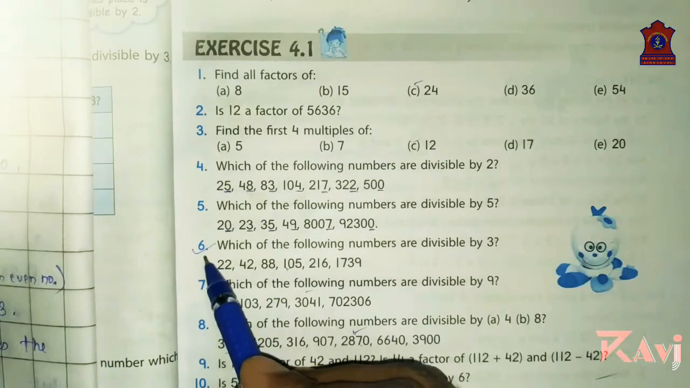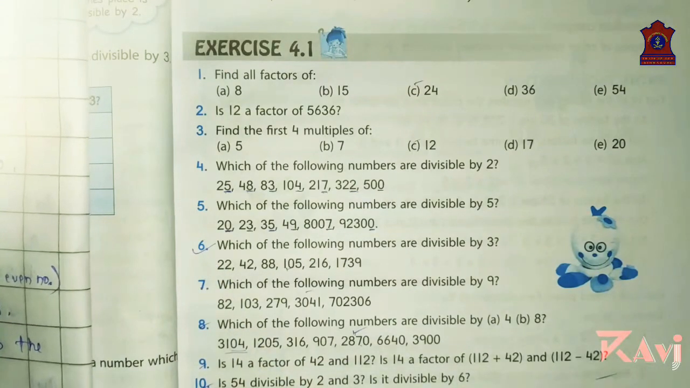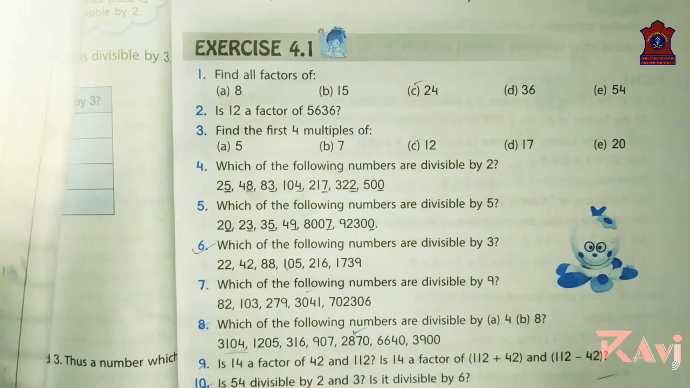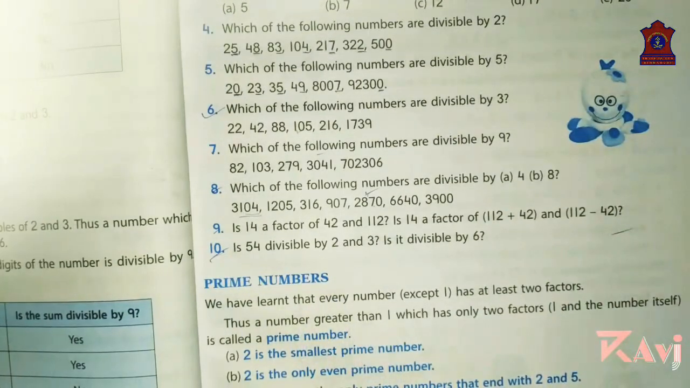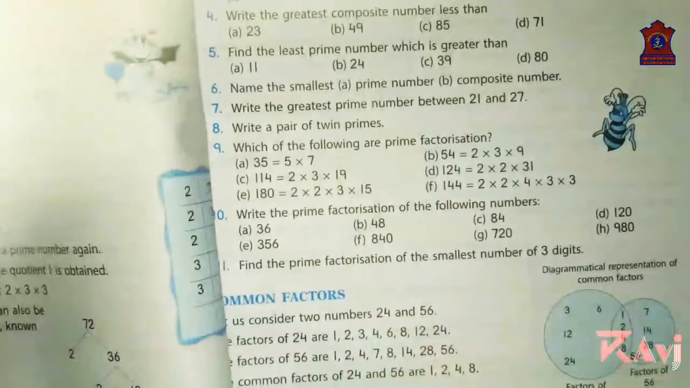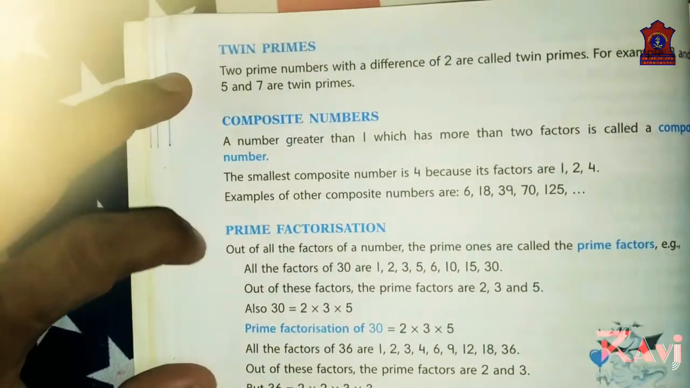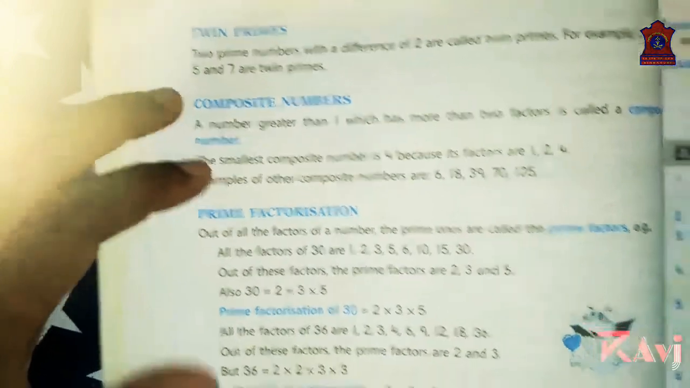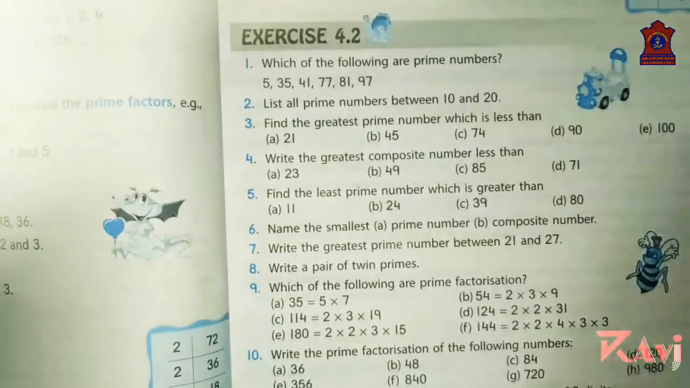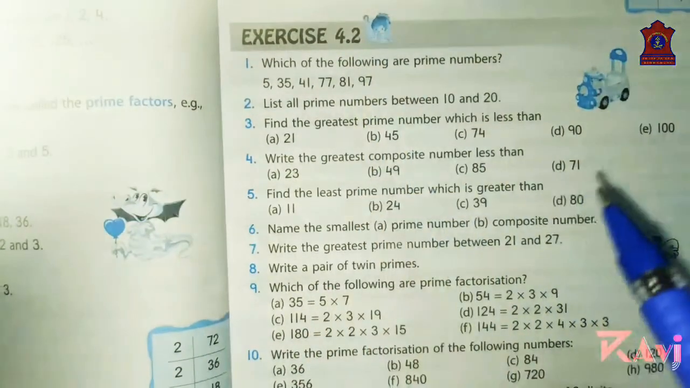So today we have completed 6, 7, 8, 9, 10. Next day we will be starting prime numbers, twin prime, composite number, prime factorization, etc. Along with this we will be starting exercise 4.2.